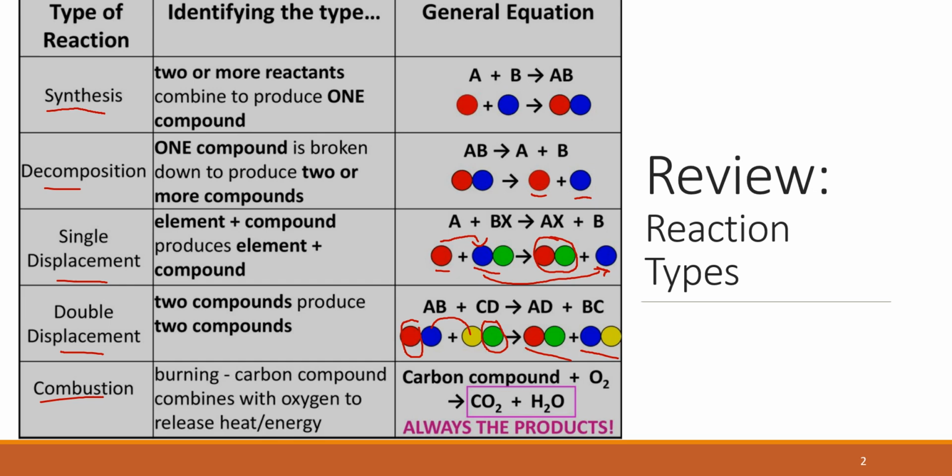Now, combustion reaction was the other type we saw. This was a carbon-based compound, usually a hydrocarbon, reacting with oxygen on the reactant side. And the products were always carbon dioxide and water.